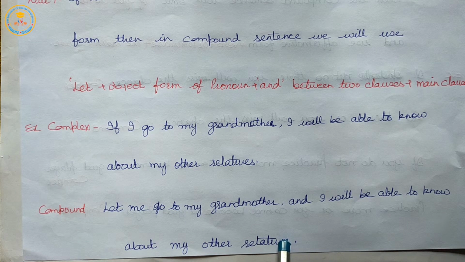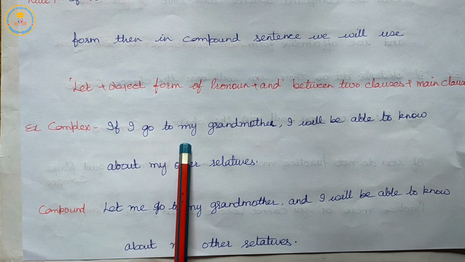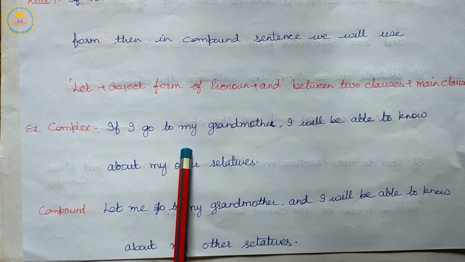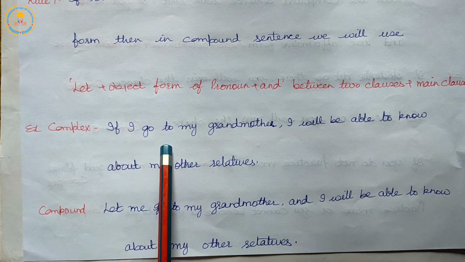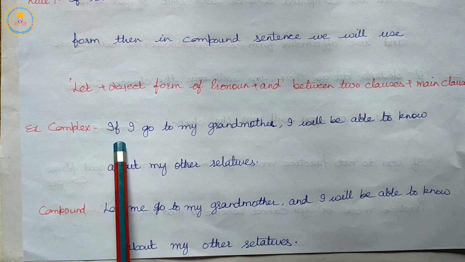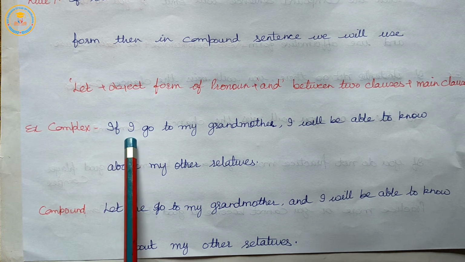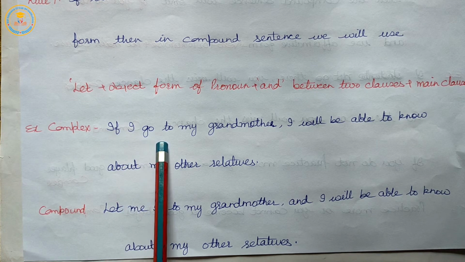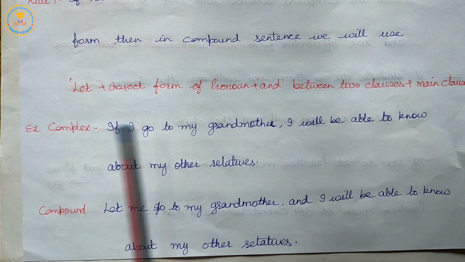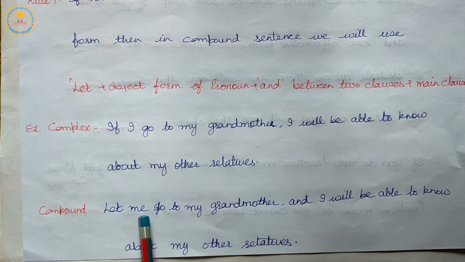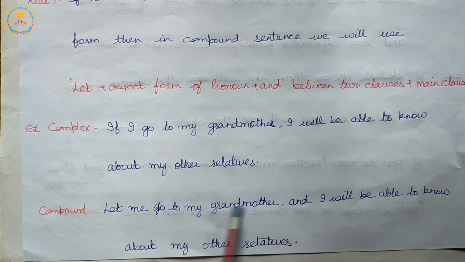So, our seventh rule tells us about the complex sentence having if with affirmative, and in the sixth rule we read about the complex sentence having if with negative. So, in this rule we read that if plus affirmative form becomes let plus object form of pronoun, and we will add and between two clauses plus main clause.